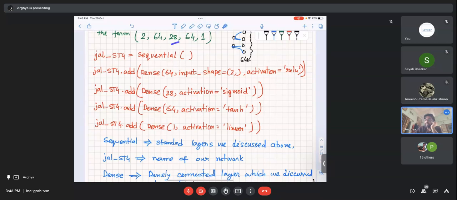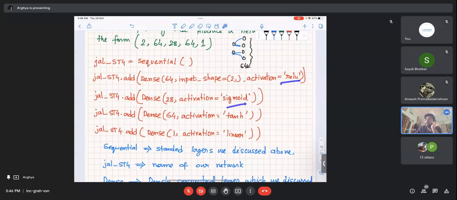Then you want to add the next layer, 28. You just say model.add dense 28 activation equal to sigmoid. Here you don't need to say input shape because input shape is already defined in the previous layer. I just used a different activation function for each layer to let you know that you can do that. But normally, in principle, people just use one activation function.